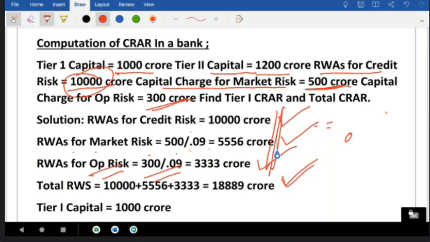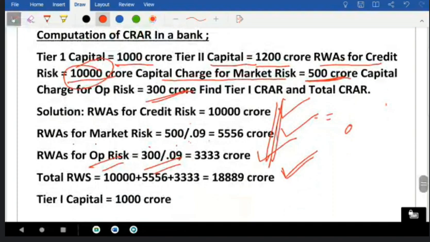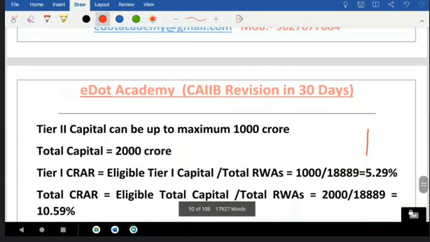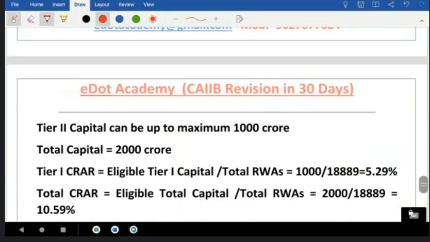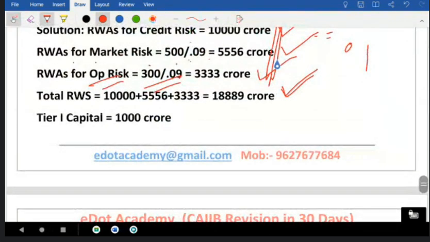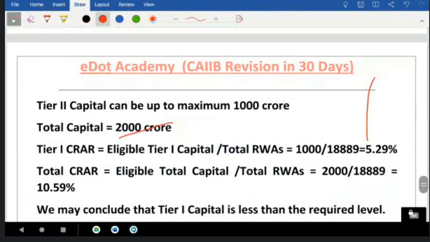Now see the tier 1 capital. Tier 1 capital 1000 crore is given here, and tier 2 capital 1200 crore. But for this calculation, tier 2 capital cannot be more than tier 1 capital. So tier 2 also we will take as 1000 only, because tier 1 is 1000 only and we cannot exceed this value. That makes the total 2000. Okay.